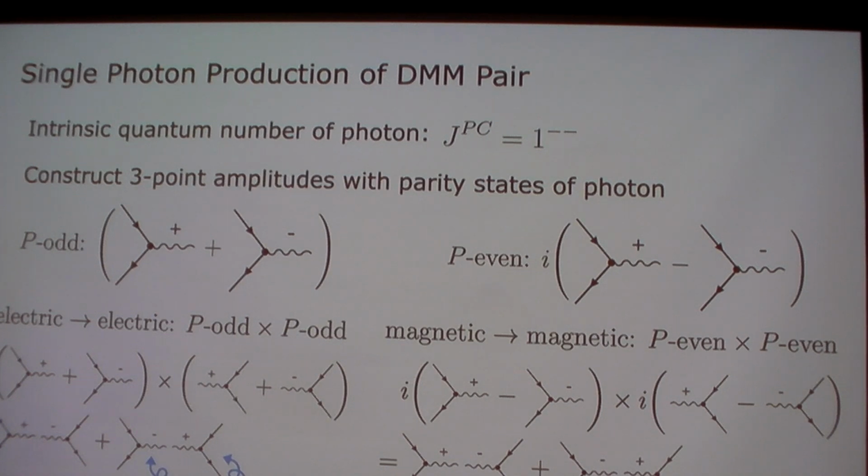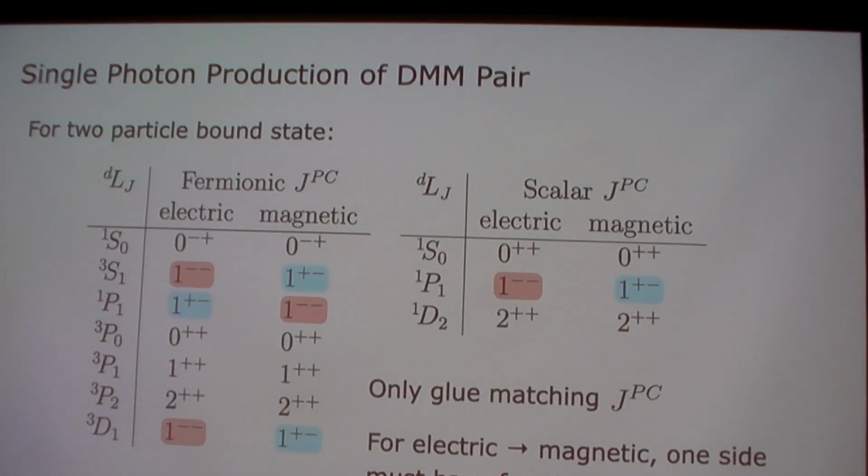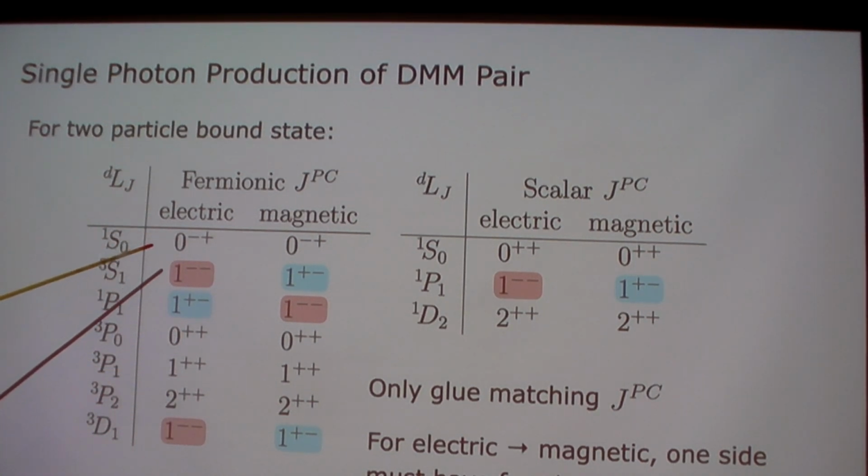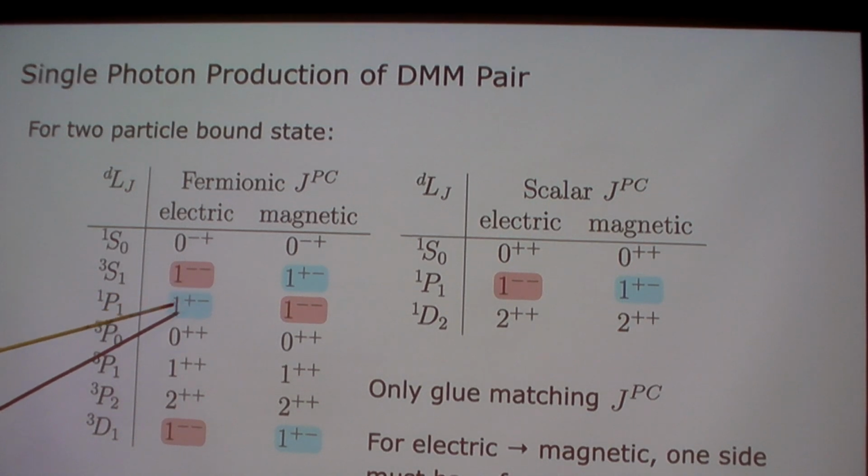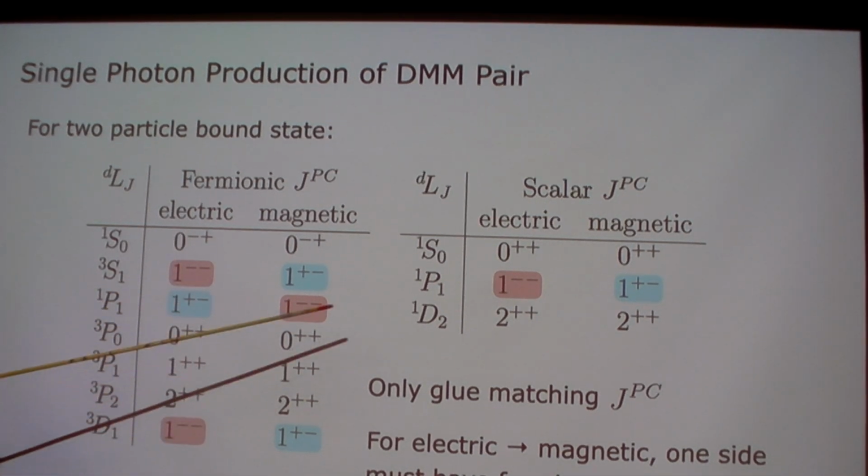So before we do that, let's first discuss the possible JPC for the bound state of an electric particle pair and a magnetic particle pair. All of this has been done by John and Chris. What you're looking at here is the JPC for different states and for electric and magnetic particles, for fermion and scalar. The photon has angular momentum 1 and charge conjugation minus 1, so you must have 1 and a minus sign for J and C. But for parity, you can have plus or minus.